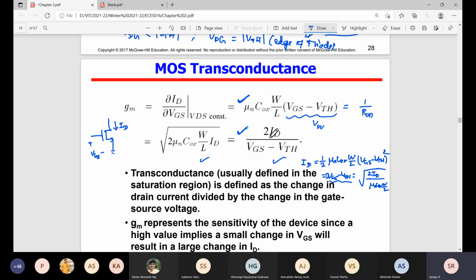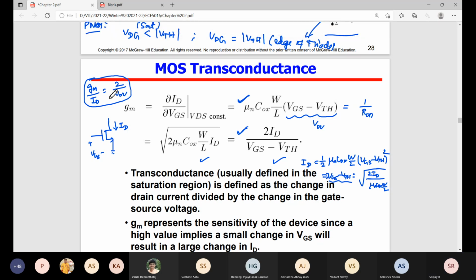Particularly in analog we will use the term gm by ID. When you do the lab, we will understand. So we will widely use gm by ID. So what is gm by ID? You can see 2 ID by V overdrive, so gm by ID is equal to 2 by V overdrive. This is a very famous expression. gm by ID will define the operating region of the transistor, whether it is strong inversion, weak inversion, or moderate inversion. So these are the three expressions for gm.